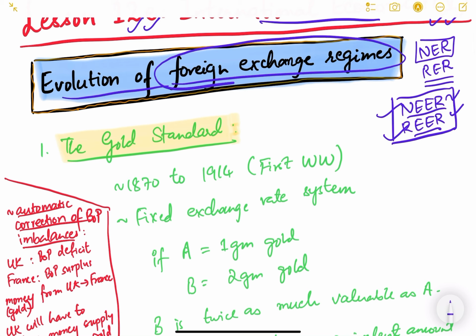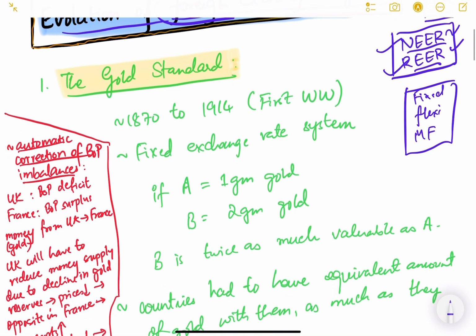Foreign exchange regimes mean whether it is a fixed exchange rate, flexible exchange rate, or managed floating, right? So we have seen these different kinds of exchange rate regimes. In this video, we will see the evolution historically, how it evolved in the world. So the very first system that the world had was the gold standard.